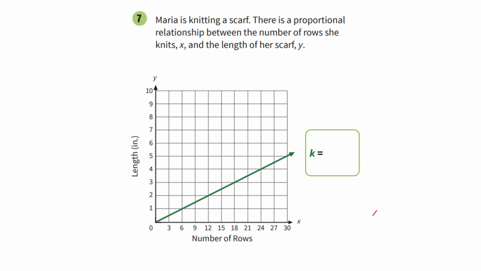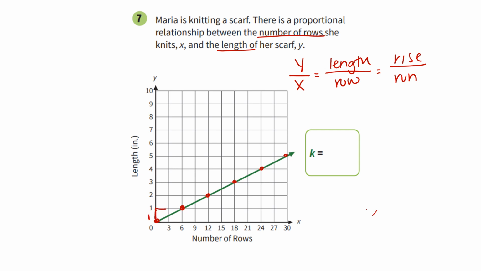She is knitting a scarf. There's a proportional relationship between the number of rows she knits, x, and the length of her scarf, y. So again, the length is going to be representative of our y value, which is the rise part of our fraction. And the number of rows that she makes is representative of x, which fills in our run spot on the fraction. Plotting the points that we can read clearly, she can do 1 inch, which would get her 6 rows. Again, 1 inch gets her 6 rows. We continue following that pattern on our graph all the way across.